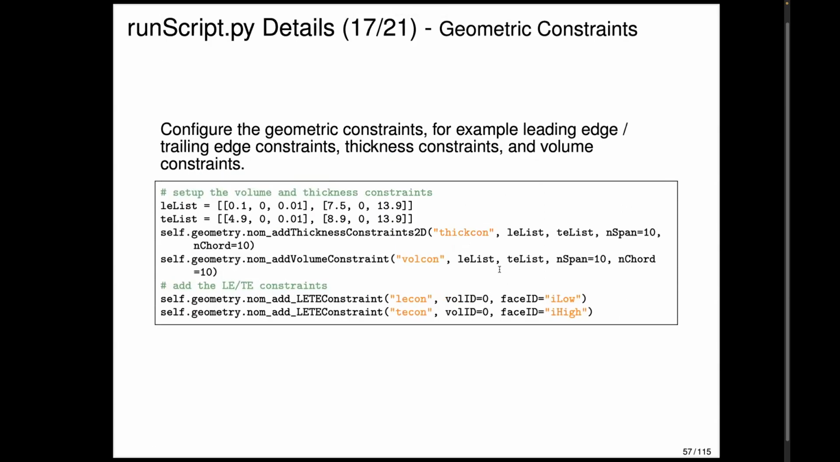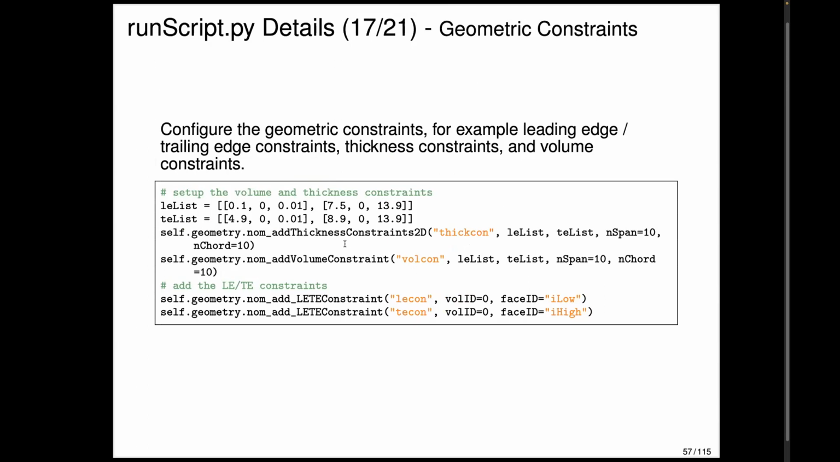Now it's time to configure all of our constraints. And again, just as before, these are very similar to how it was done in the past with DAFoam. So if you're experienced with DAFoam v2, you probably are familiar with this already, but we'll define a leading edge list of points and a trailing edge list of points, and we'll provide those to do a thickness constraint and a volume constraint. So this ensures that, for example, our wing does not become entirely flat during the optimization.